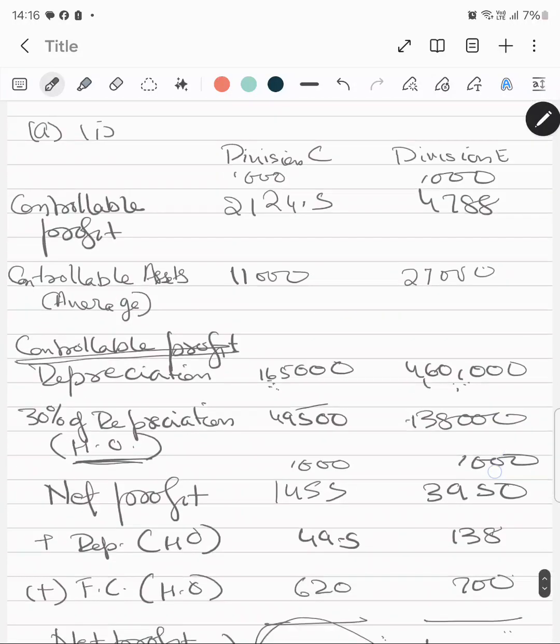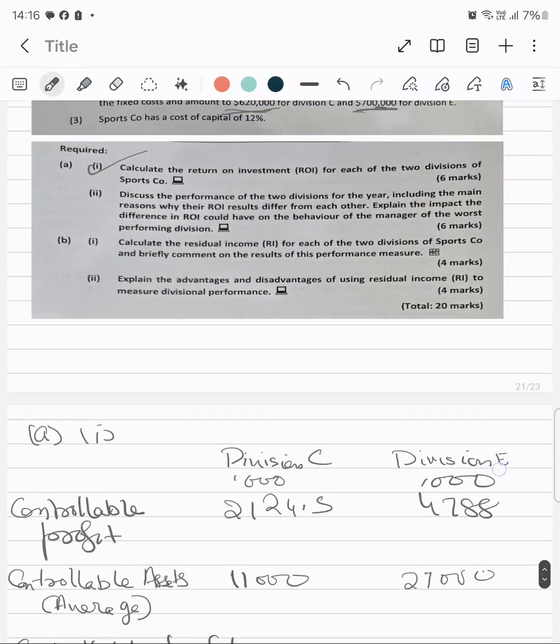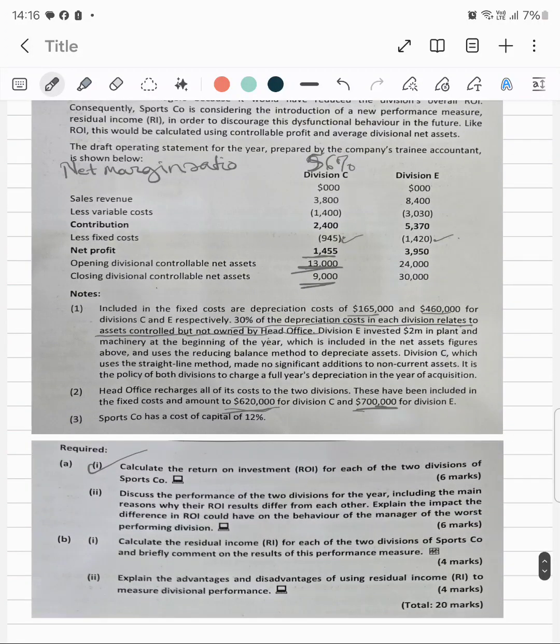Let's see the same ratio for division E. 4788 divided by 8400 gives me exactly 57%. That means we can say that division E's performance is actually higher than division C's performance. One fact is this. However, division E has larger net assets, and because of that the ROI is less. Over here we can see that the net assets in division C are comparatively low. So the ROI definitely was higher for division C. But is this a true picture?